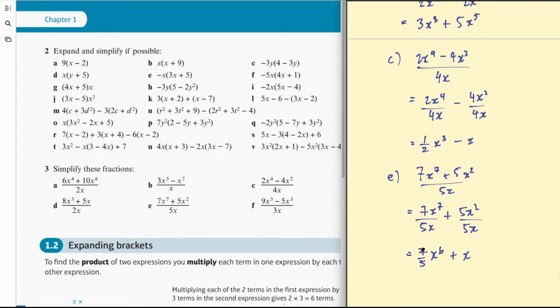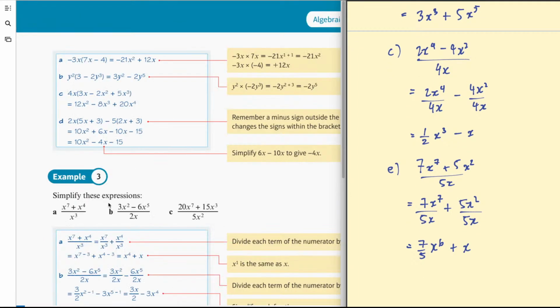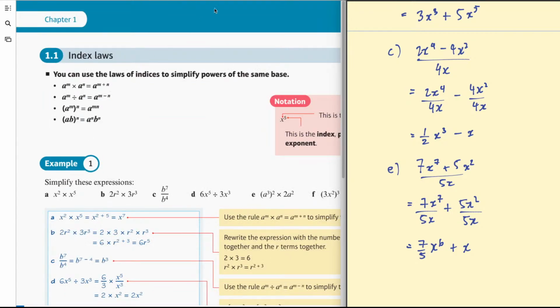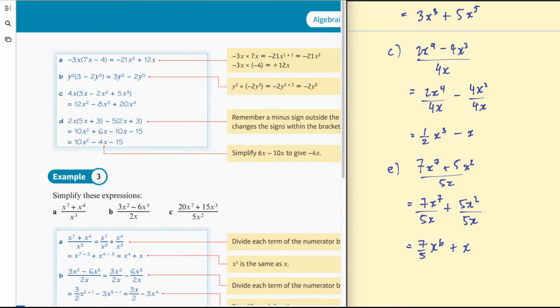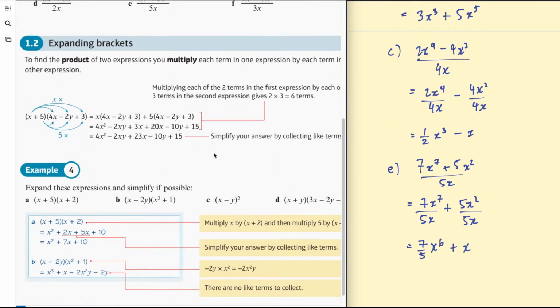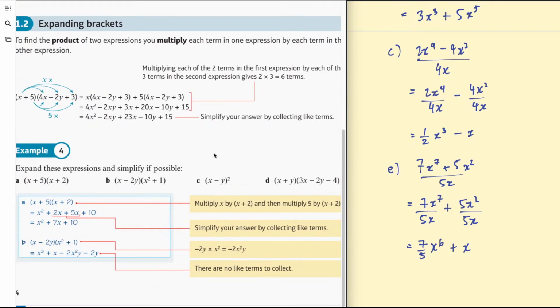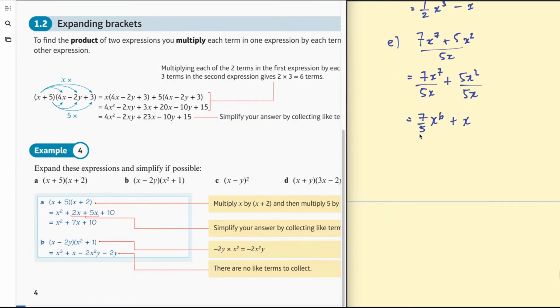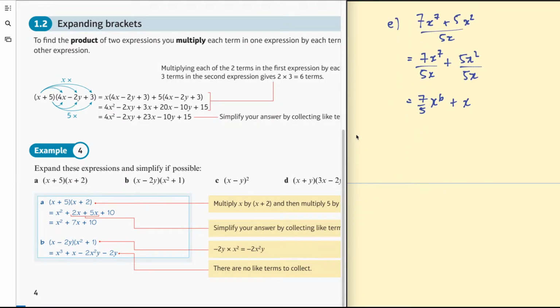Okay. So what was that section called? That was called index laws. So we've done section 1, index laws. We're on to expanding brackets. Section 1.2, expanding brackets.